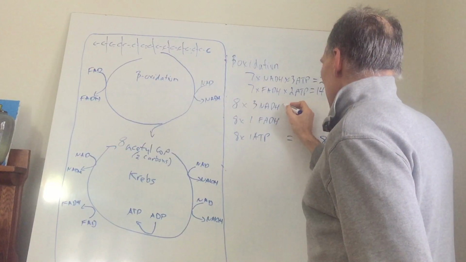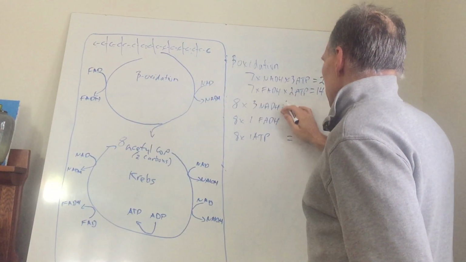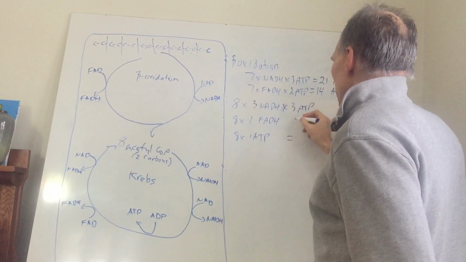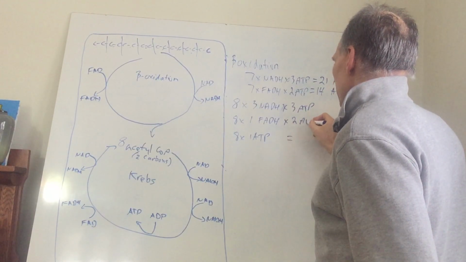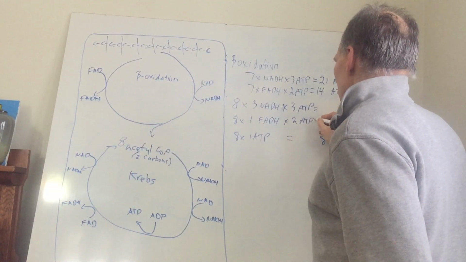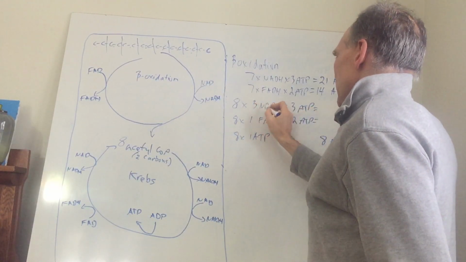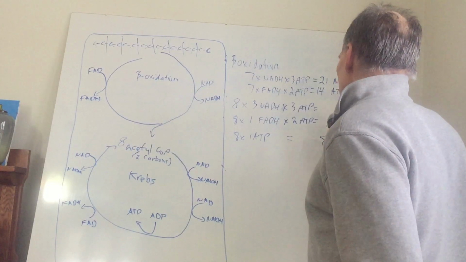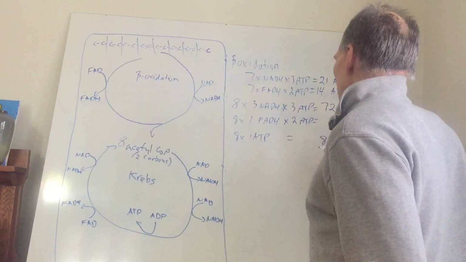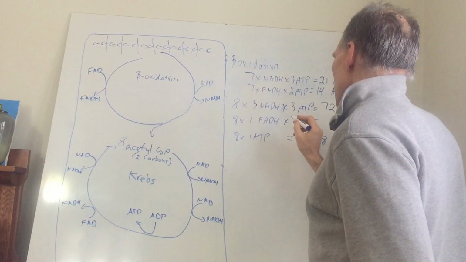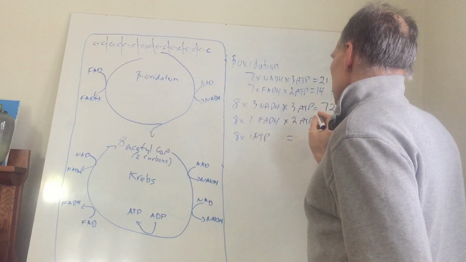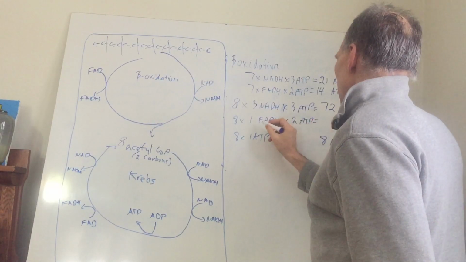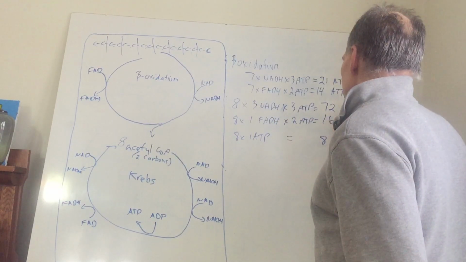This is going to be multiplied by 3 ATPs in the electron transport chain. This is going to be multiplied by 2 ATPs. So you end up getting 8 times 3 is 24, times 3 would give you, I think, 72. Let's see, 24, yeah, that's 72. And then you get 16 ATPs here.